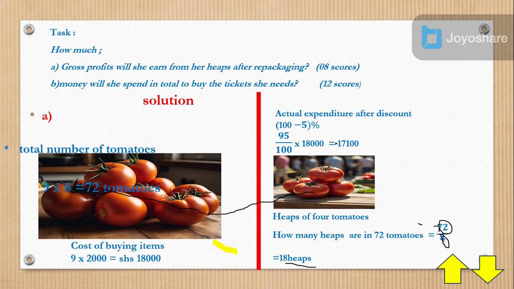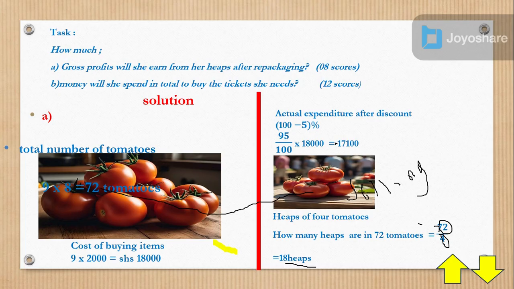Now next, we must know if this was the way she packed when she was actually selling. This was when she was selling. Remember, here she was buying, then she decided to repackage. This is a bit logical. You can't buy a heap containing 8 tomatoes and then also sell a heap of 8. So she thought it wise to divide by 2, and just 1 heap of this makes 2 of what she will be selling. So let's proceed. Now I have 18 heaps.